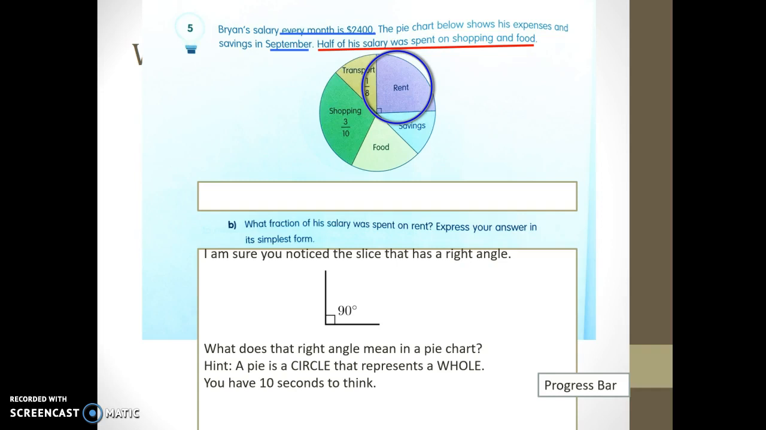Think of a whole circle as 360 degrees. You have 10 seconds to think. 10 seconds coming up. Show a ready signal. Write it down somewhere.